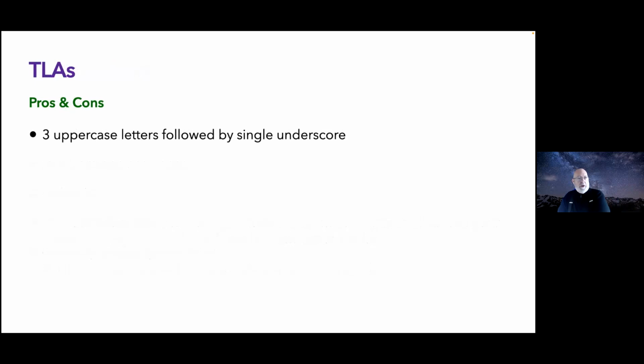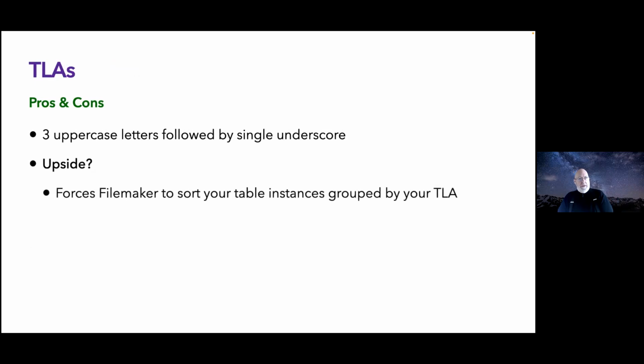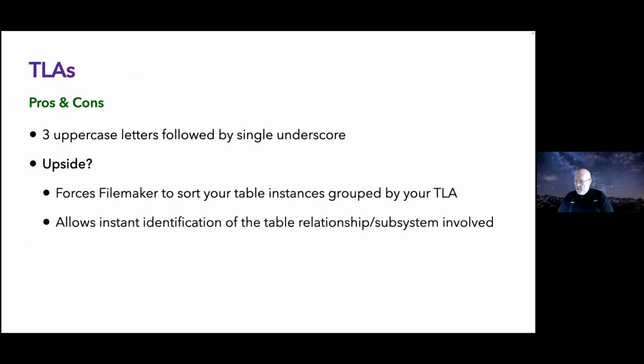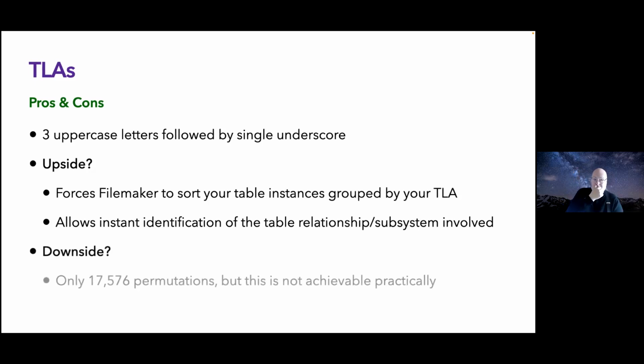Basically, a TLA is 3 uppercase letters followed by a single underscore. And the upside is it forces FileMaker to sort things by your TLA first and then by the names that follow. It also allows instant identification of the table relationship and subsystem involved. The downside is there's only a little over 17,500 permutations, but that's not really achievable because you can't just randomly create a TLA like XYZ and have it mean anything. You're limited to stuff that actually means something.